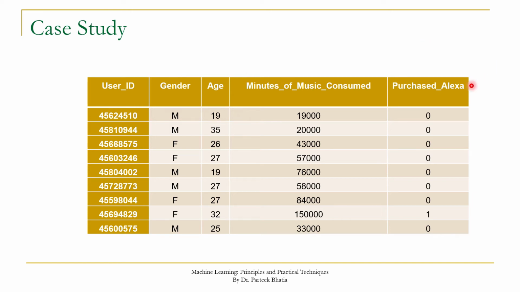Now in order to build decision tree classifier for this dataset, first of all we need to decide which input attributes we should consider in building this decision tree. In this process we are going to take only 2 attributes, that is age and minutes of music consumed. Of course user ID is not going to play any role, so we will ignore that column, and we assume that gender also is not going to play any role.